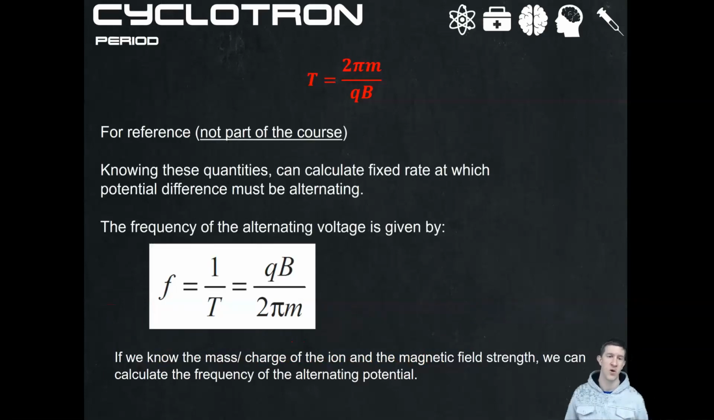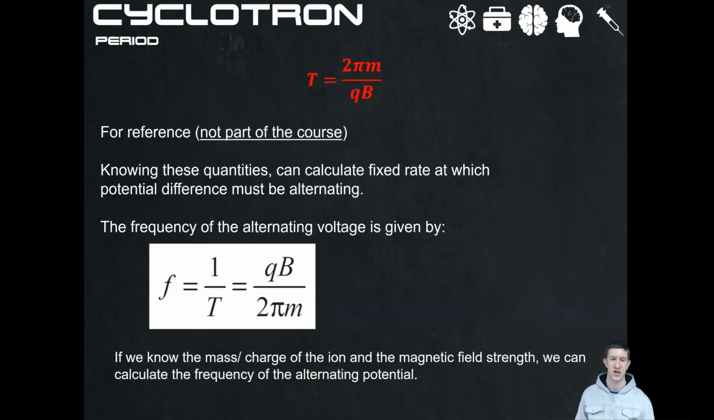This is not part of the course, but a bit of a reference side note. Given that we know these quantities, we can calculate the fixed rate at which the potential must be alternating. The frequency formula, which is f equals 1 over the period, gives us that q times the magnetic field strength divided by 2 pi m is how often we need to change it. So all we need to know is the mass of the particle and the charge of the ion that we put in it, and if we know the magnetic field strength, we can calculate how often we need to alternate this potential.